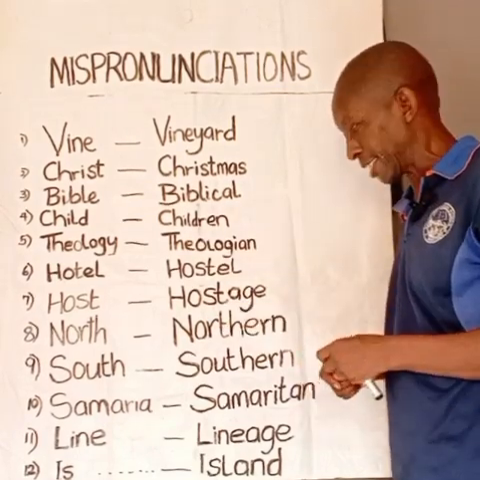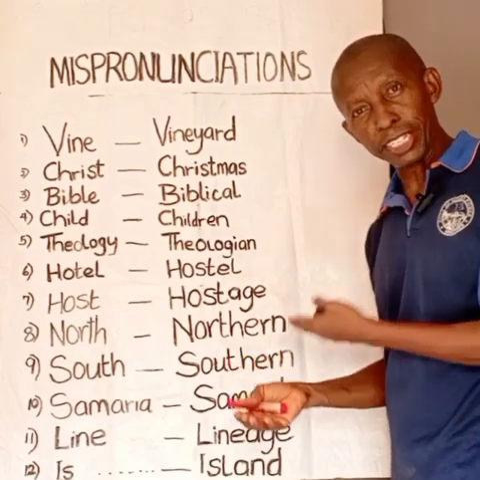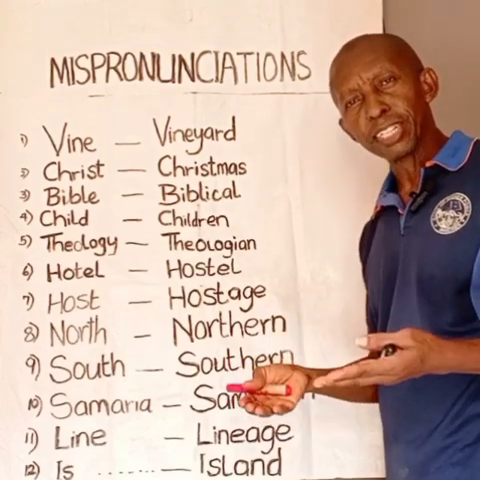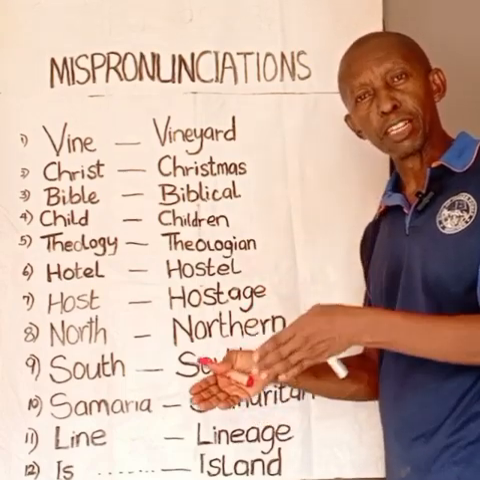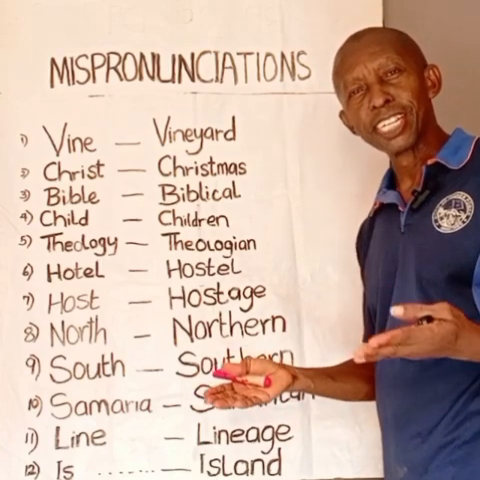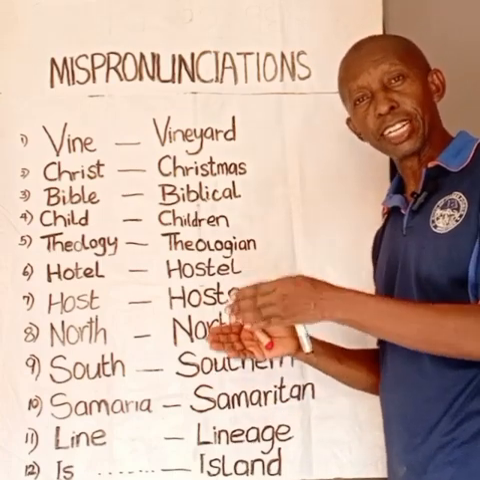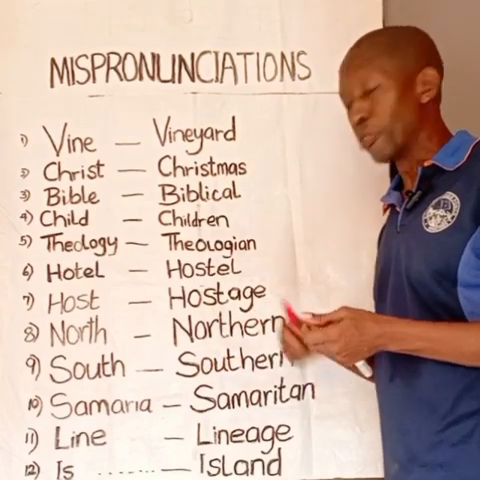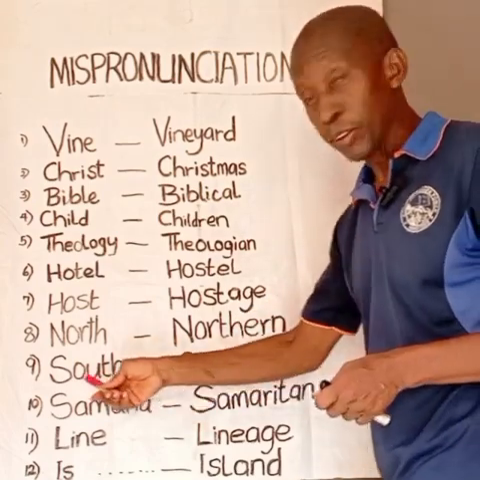Is that okay? Good. You can make a statement like this with it. Samaria is a big city in northern kingdom of Israel. You can say it after me. Samaria is a big city in the northern kingdom of Israel. Now let's move on to the next word.